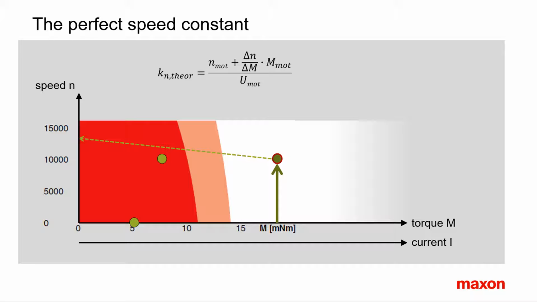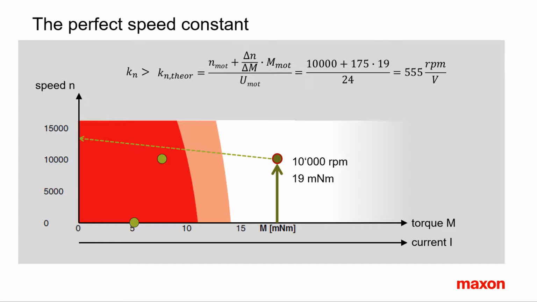Selecting the optimum winding is now a question of comparing the speed constant of the different windings with this minimum value. What we need is a speed constant larger than the calculated one. Let's illustrate this with an example. Assuming that the extreme operation occurs at 10,000 rpm and 19 millinewton meter, with 175 rpm per millinewton meter speed-torque gradient and 24 volt supply voltage, we end up with a speed constant of at least 555 rpm per volt.